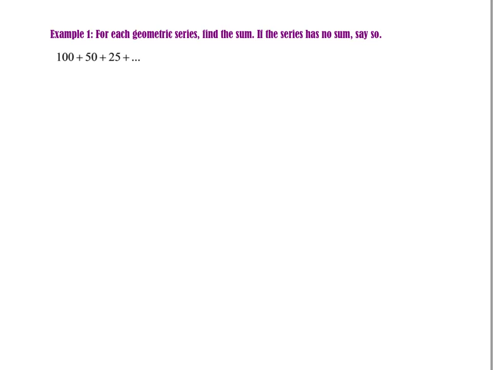So let's put that into practice. Example 1 says, for each geometric series, find the sum. If the series has no sum, say so. Okay, so this is a geometric series. The first thing I want to do is find the common ratio. Here I can see that that's 1/2. Now, that is between -1 and 1, so I know that the absolute value of r is less than 1. So check, we're good. We're definitely going to have a sum.